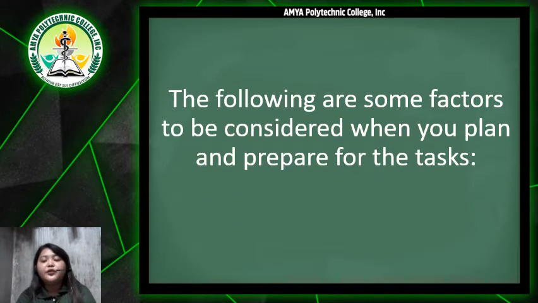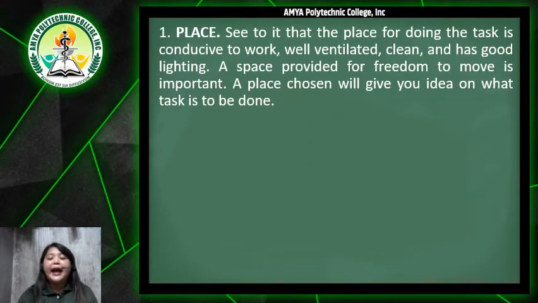So we have here the following are some factors to be considered when you plan and prepare for the tasks. First is the place. You have to see to it that the place for doing the task is conducive to work, well ventilated, clean, and has good lighting. A space provided for freedom to move is important. A place chosen will give you an idea on what task is to be done.